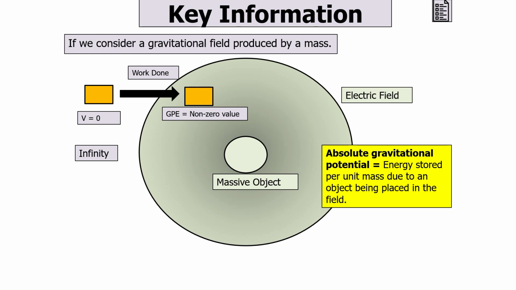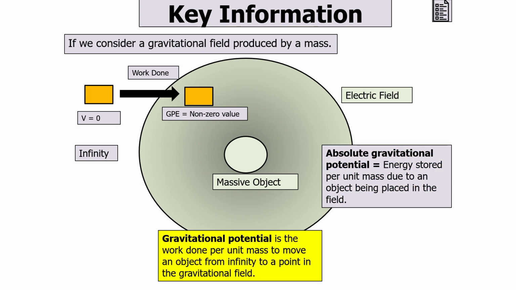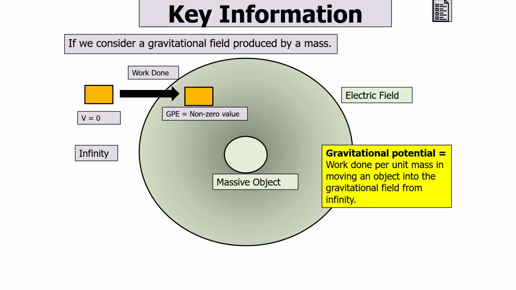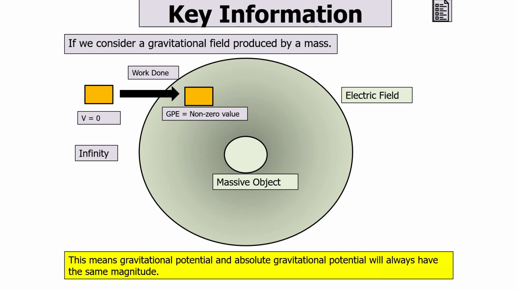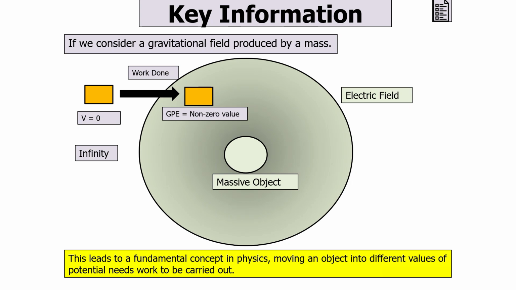So our absolute gravitational potential is our energy stored per unit mass due to an object being placed in the field. Our gravitational potential is the work done per unit mass to move an object from infinity to a point in the gravitational field. So, if we say that gravitational potential is the work done per unit mass in moving an object into the gravitational field from infinity, this means that the gravitational potential and the absolute gravitational potential will always have the same magnitude. Now, this leads to a fundamental concept in physics.